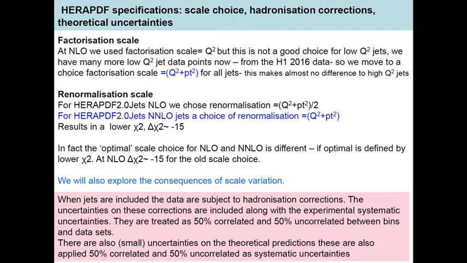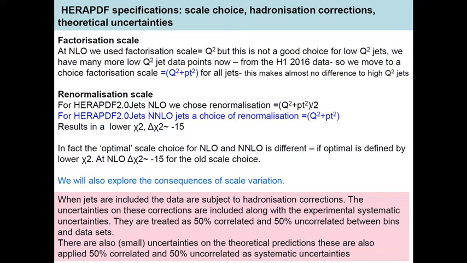This is a slight change from our previous analysis, because really choosing Q squared is not a good scale choice for low Q squared jets themselves, where PT squared is larger than Q squared. The renormalization scale, again, we've chosen this time as Q squared plus PT squared, when previously we had chosen that divided by a factor of 2.